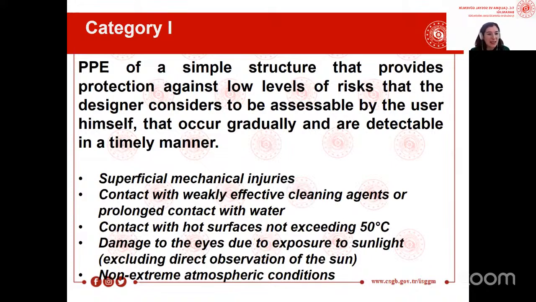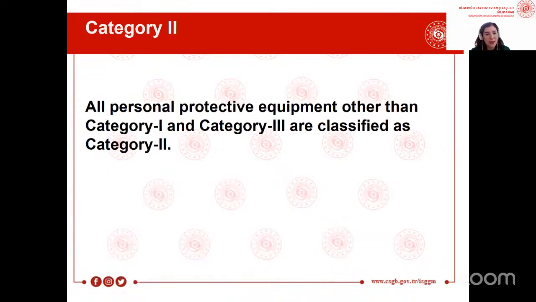For category 1, I can say that they are PPE of a simple structure that provides protection against low level risks that the designer considers to be assessable by the user himself, that occur gradually and are detectable in a timely manner. For example, superficial mechanical injuries, contact with weakly effective cleaning agents, prolonged contact with water, contact with hot surfaces not exceeding 50 degrees centigrade, and damage to the eyes due to exposure to sunlight, and so on. Category 2 is all PPEs other than category 1 and 3.